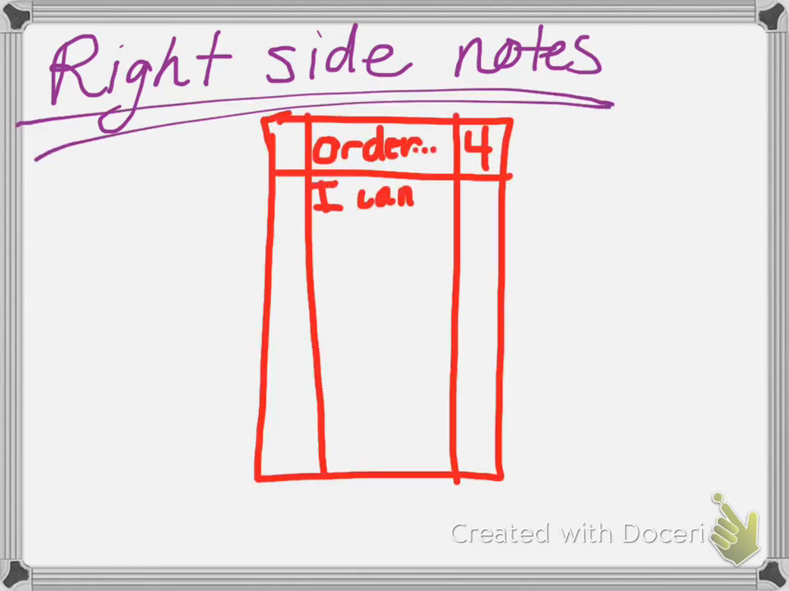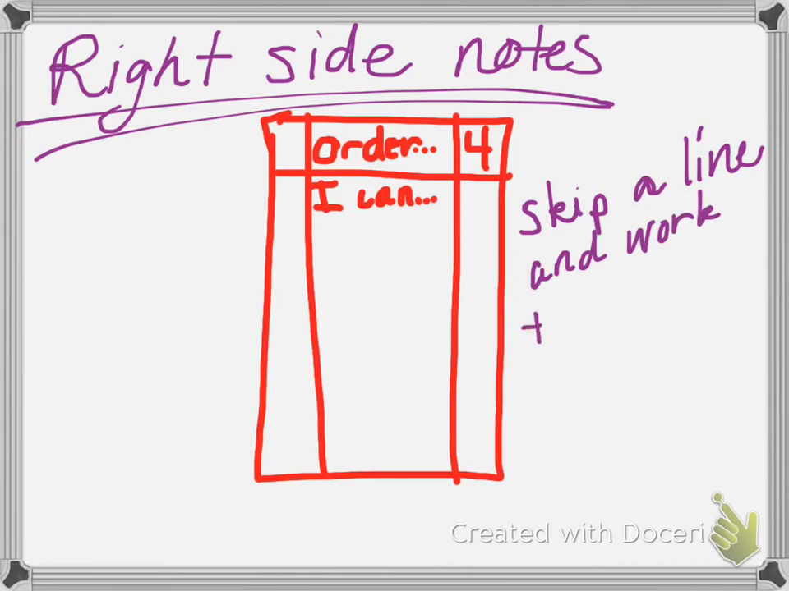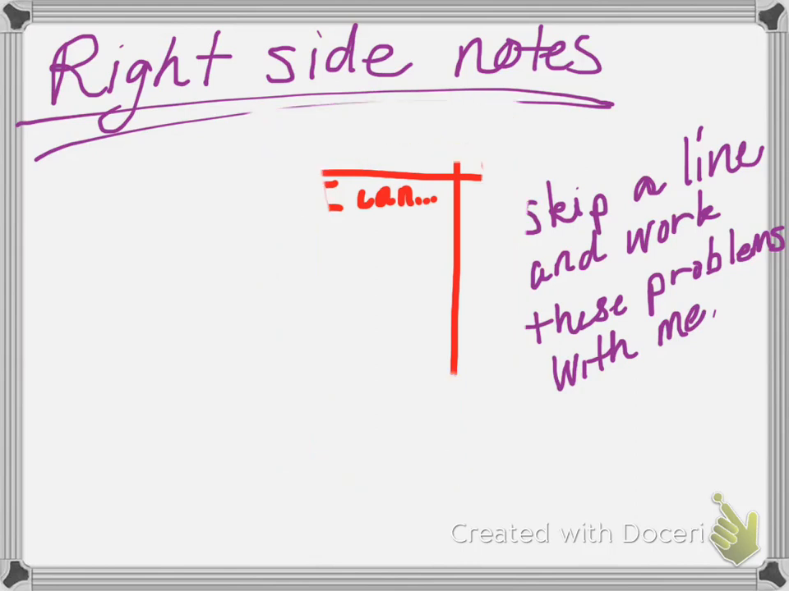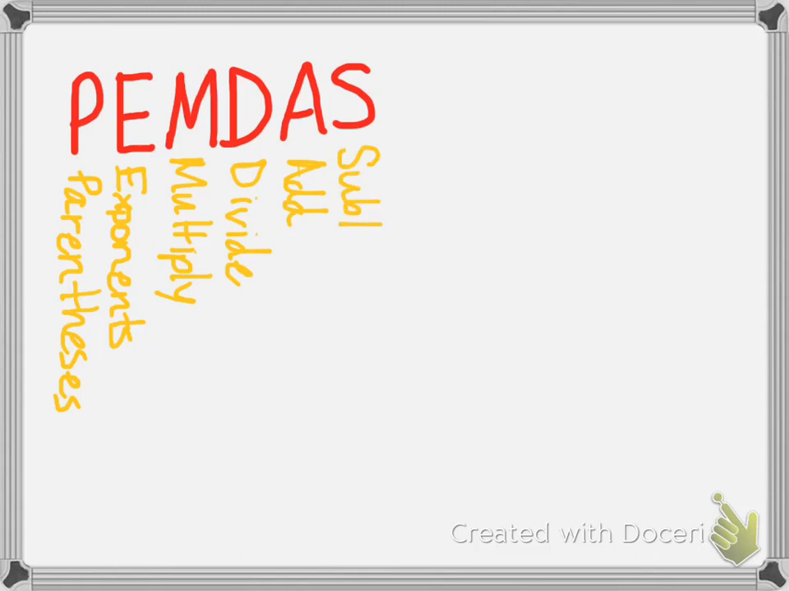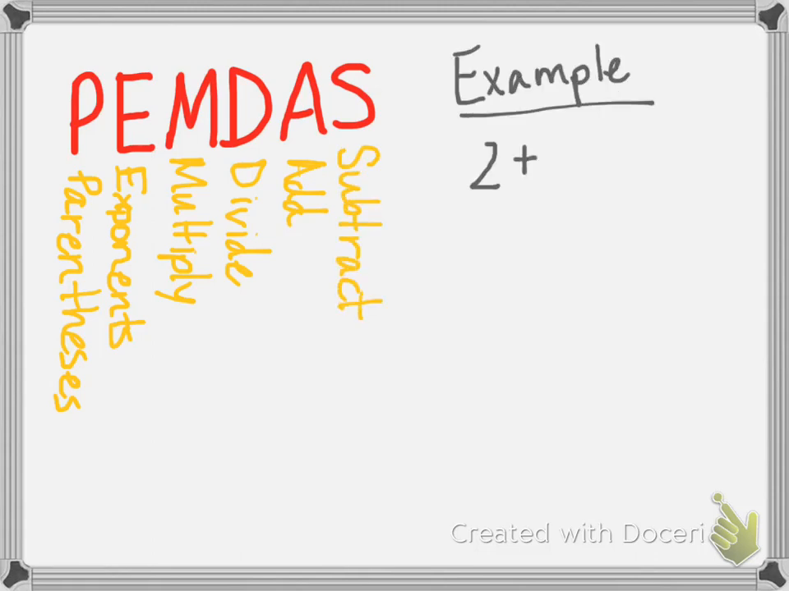Now I need you to get ready to write some actual notes on your right side. You should have the title, you should have page 4, and you should have your I can statement written at the top. So skip a line and work these problems. Go ahead and write this towards the top of your right side. I'll pause it so you can write that. You can always come back and write it later too. I will be giving you some information to glue into your left side that you can just copy the information right off of.